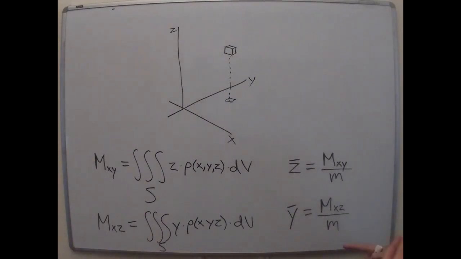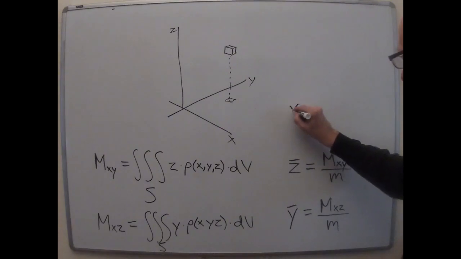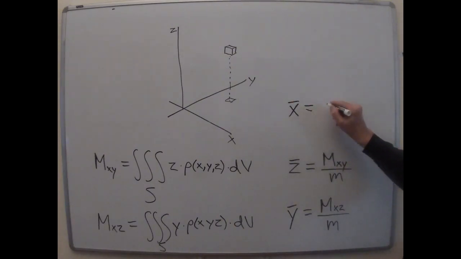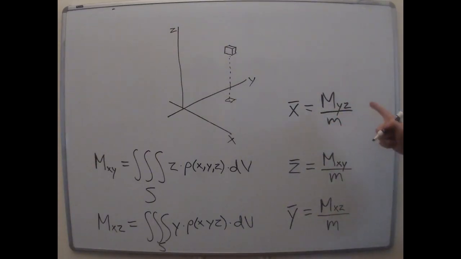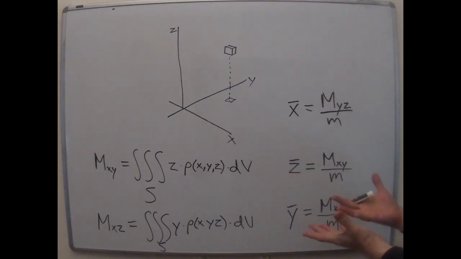In fact, there's one more, which I think you can tell what it would look like. X bar would be the moment from the yz plane divided by the mass. So there are 3 different moment calculations and 1 mass calculation, all of which are going to be triple integrals over the same volume. So setting up the integral is a job that only has to be done once, and you find yourself using the same setup again and again.